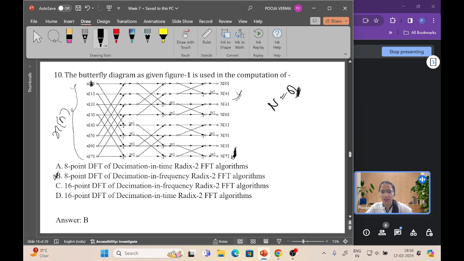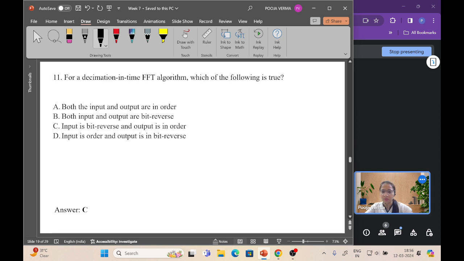Okay, so moving to the next question. For a decimation in time FFT algorithm, which of the following is true? Option A, both the input and output are in order. Option B, both input and output are bit reverse. Option C, input is bit reverse and output is in order. Option D, input is in order and output is in bit reverse.